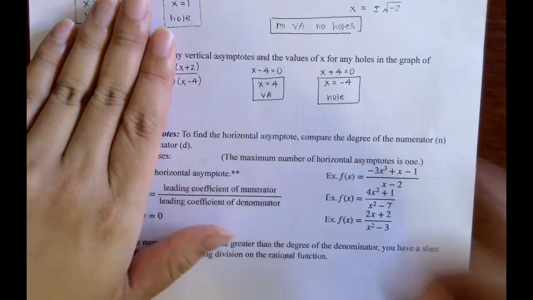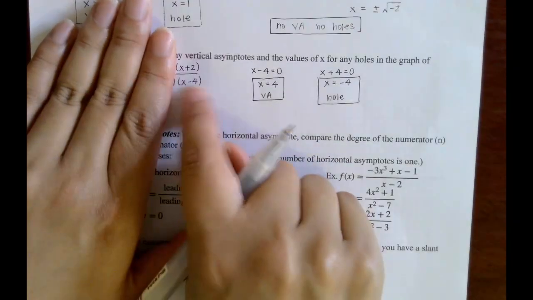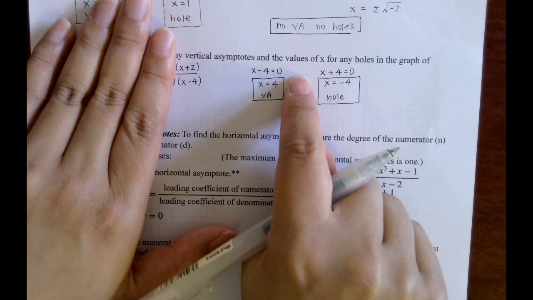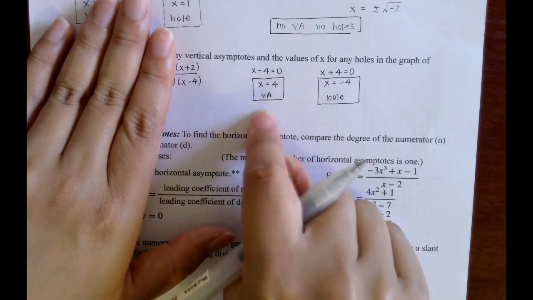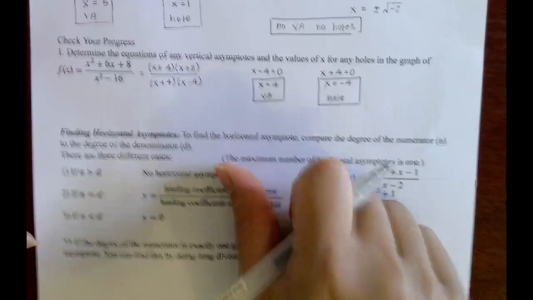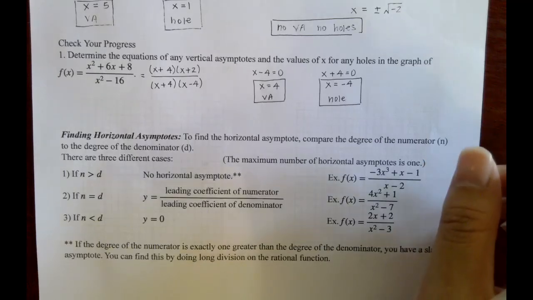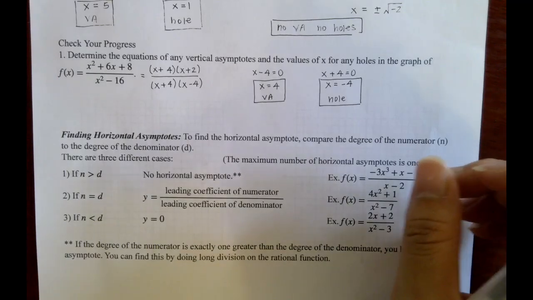And the thing now that would make the denominator equal to 0 is if x minus 4 equals 0. Add 4 on both sides, so x equals 4, vertical asymptote there. Okay?